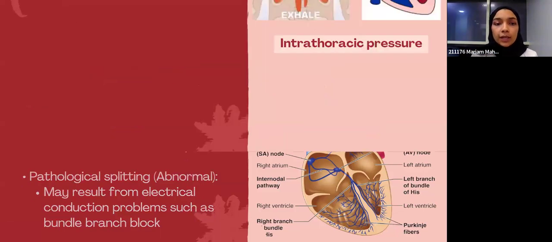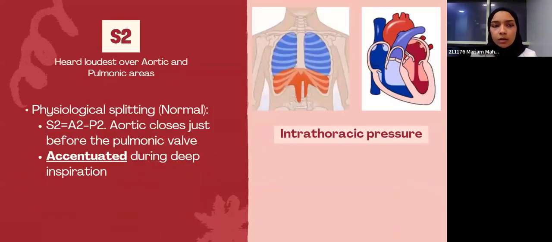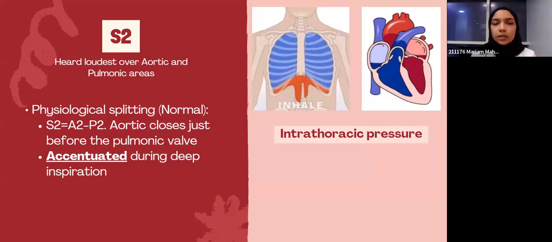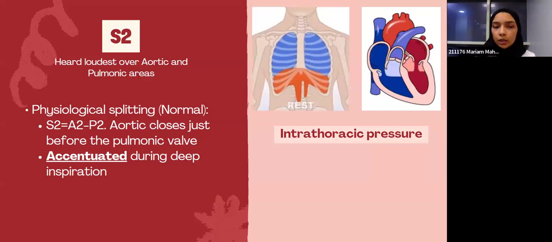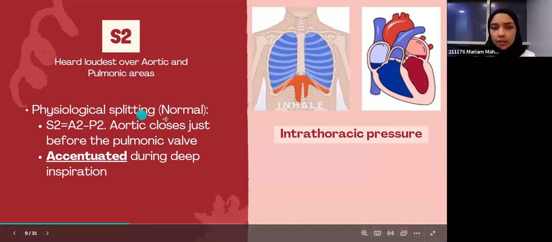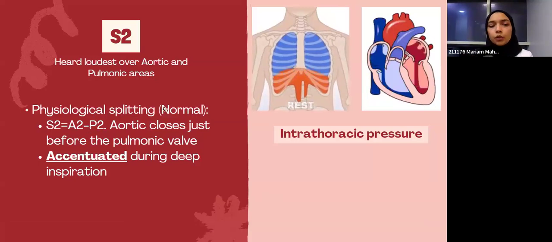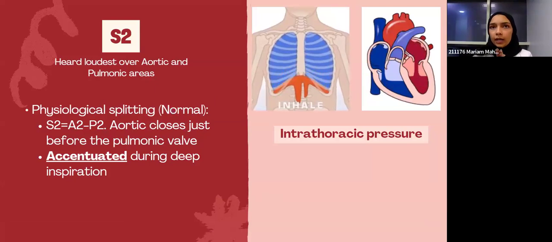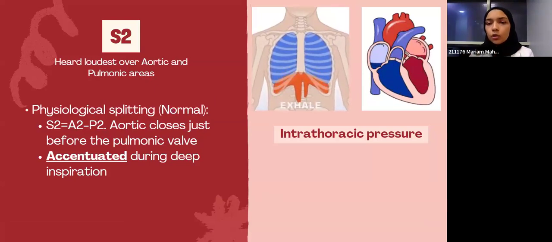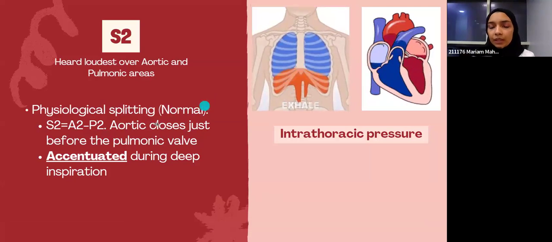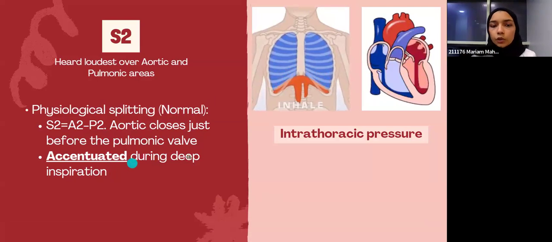Okay. Now for the S2, same thing. S2 is because of the aortic and the pulmonic closure of the valves. So it's best heard over the aortic and the pulmonic areas. There's a physiological splitting, which is normal, and there's also a pathological splitting. For the physiological splitting, basically you will hear the aortic before the pulmonic. It's accentuated, or heard more, during deep breaths.